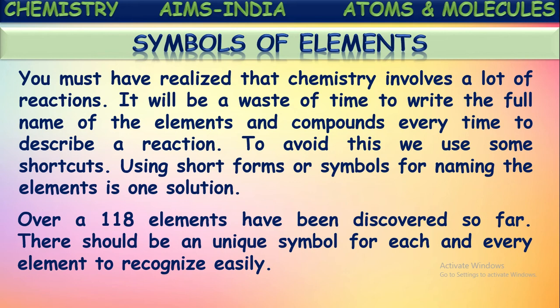Over 118 elements have been discovered so far. Yes, our scientists have discovered around 118 elements till now. There should be a unique symbol for each and every element to recognize them easily without any confusion. For each and every element, there should be a unique symbol by which we can recognize that element easily and without any confusion. Isn't it? For every element, a unique symbol is to be given.